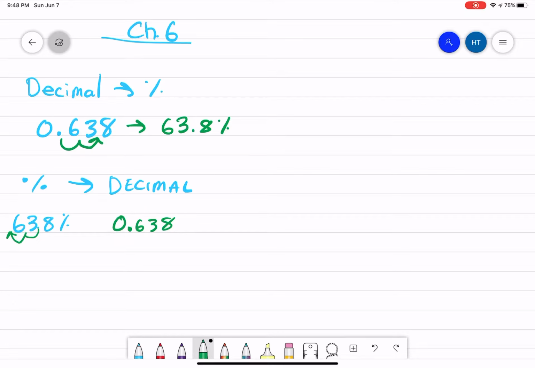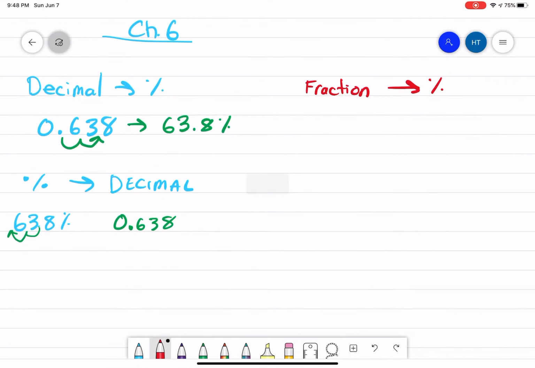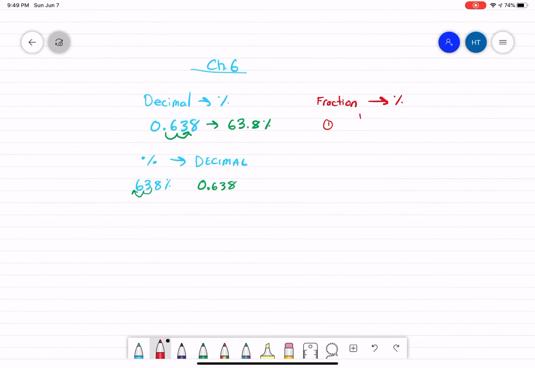So now, what if we have fractions? What if we have a fraction and we want to go to a percent? Well, this means we need to take 3 steps. 1, we take our fraction. Let's just say 1/8. I know that's a tricky one for all of us to remember. So we have 1/8. Step 2 is to divide so that we can get a decimal.